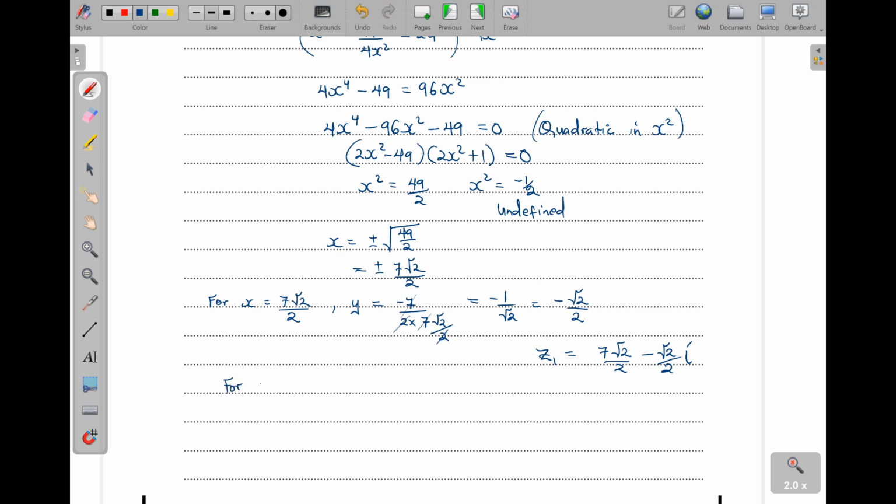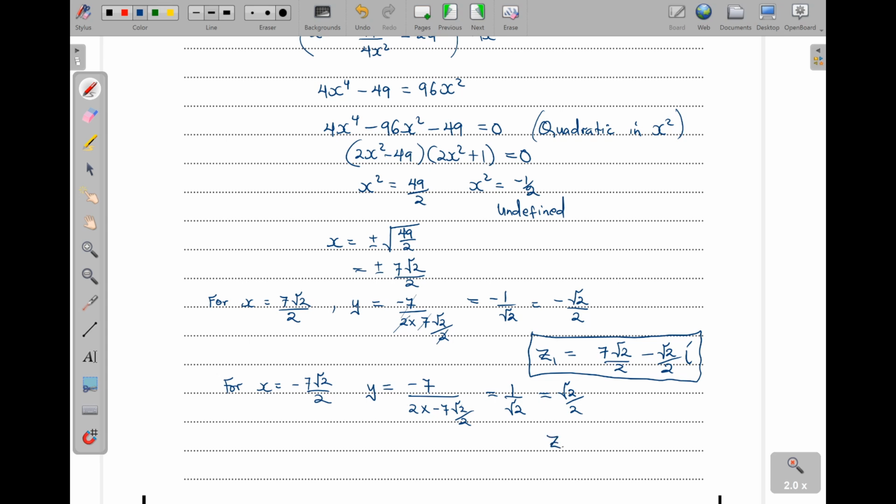Okay, then how about the next one here? For x, which is equal to negative 7 root 2 over 2. Remember, when you take the square root, you have plus or minus. So y is going to be equal to negative 7 over 2, times negative 7 root 2 over 2. Of course, the negative cancels just like the other one. We are going to have now a positive 1 over root 2, which is the same as root 2 over 2. Okay, so this is one answer here.